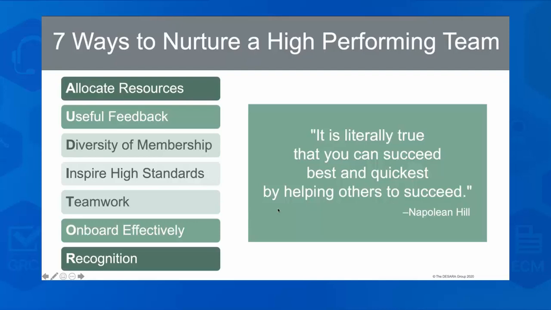I love what Napoleon Hill said. He's the author of Think and Grow Rich, written nearly 100 years ago, I think. And he said, it is literally true that you can succeed best and quickest by helping others to succeed. And that's what auditing is about. It's gathering and communicating information that helps our processes work more effectively.